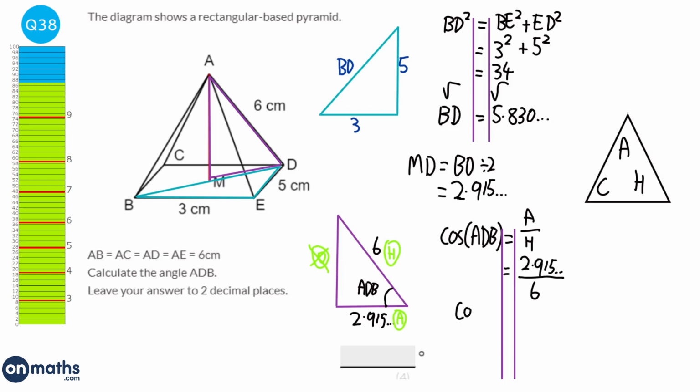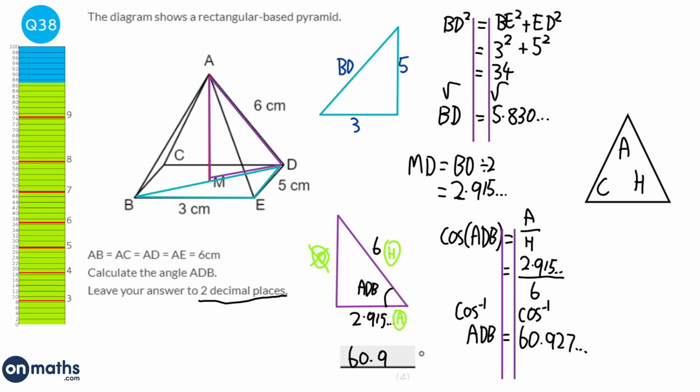Now we're going to inverse cos both sides to get rid of the cos on the left hand side. So we've just got ADB equals the inverse cos of 2.915 and so on over 6. Now I'm keeping that in my calculator, so what I'm going to do is inverse cos, which will open a bracket, and then fraction button, and then answer over 6, and that gives me 60.927 and so on. It wants two decimal places, so that will be 60.93.